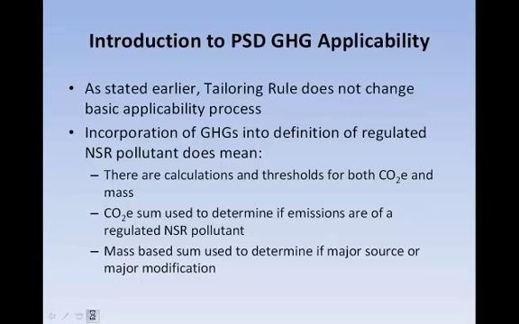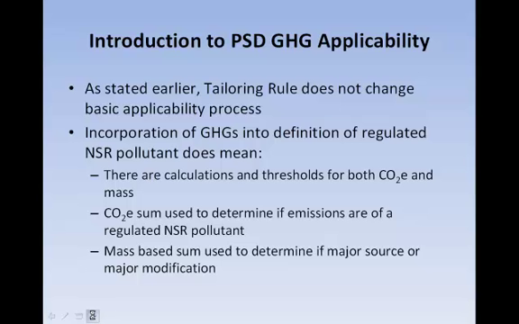Under Step 1 of the tailoring rule, which applies from January 2nd, 2011 to June 30th, 2011, PSD applies to GHG emissions of a new source if the new source is otherwise subject to PSD for another regulated NSR pollutant, and if the new source greenhouse gas potential is both equal to or greater than 75,000 tons per year on a CO2e basis and greater than 0 tons per year on a mass basis. Of these two criteria, it is the 75,000 tons per year CO2e that is controlling for new sources.